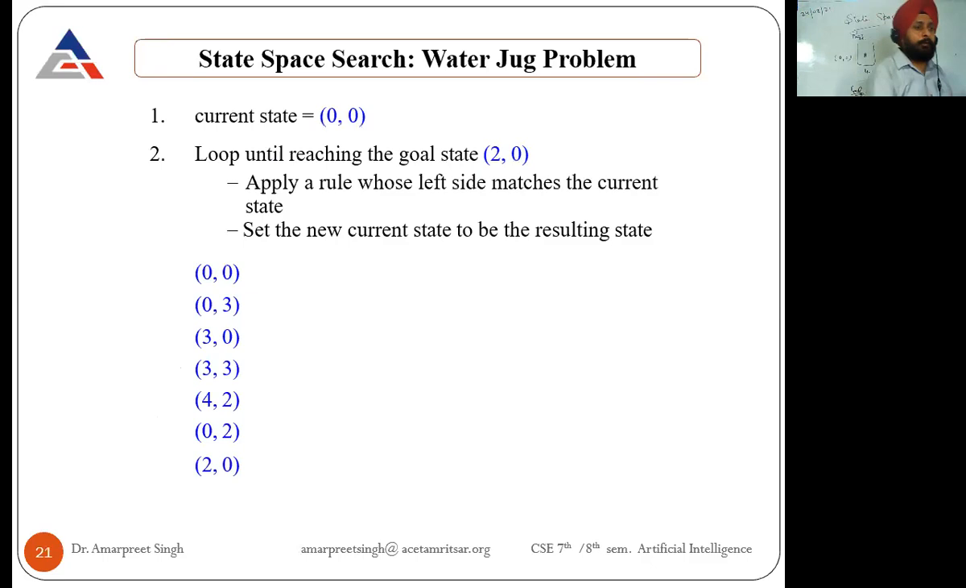So you see the current state, then you loop until reaching a goal state, that is (2, 0). Now you apply the rule whose left side matches the current state, then set the new current state to the resulting state: (0, 0), (0, 3), (3, 0), (3, 3), (4, 2), (0, 2), (2, 0). So you reach (2, 0). This is one of the goal states. You might reach (2, 1), (2, 2), or (2, 3). All of these are goal states.